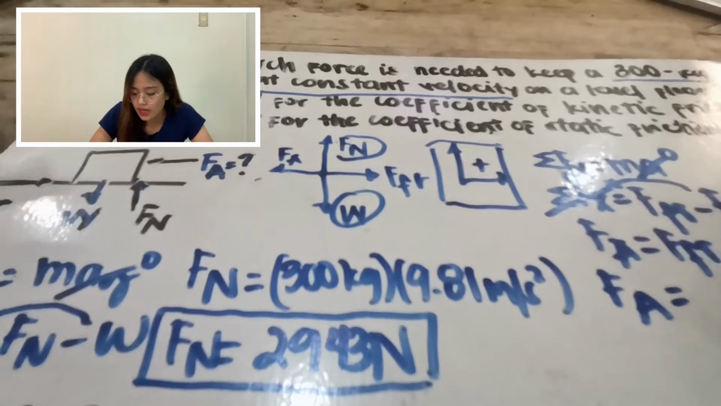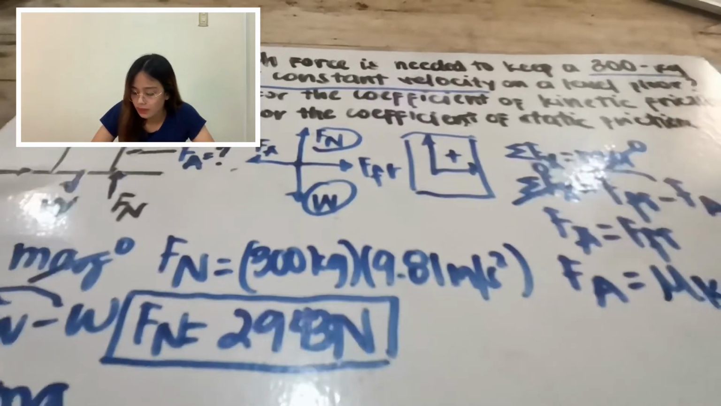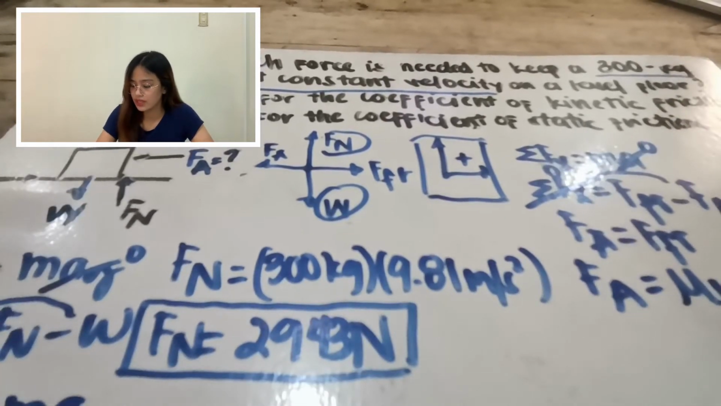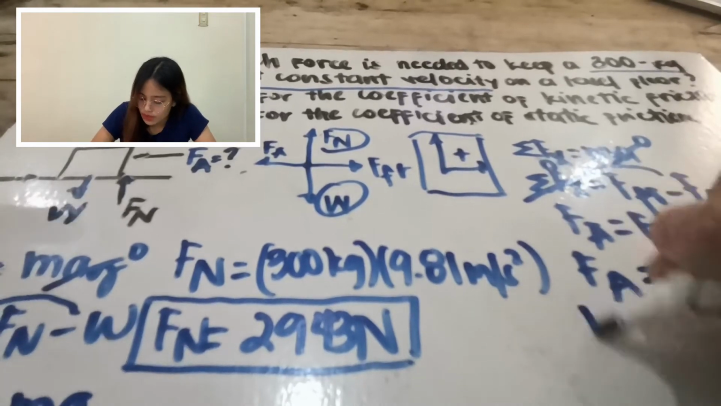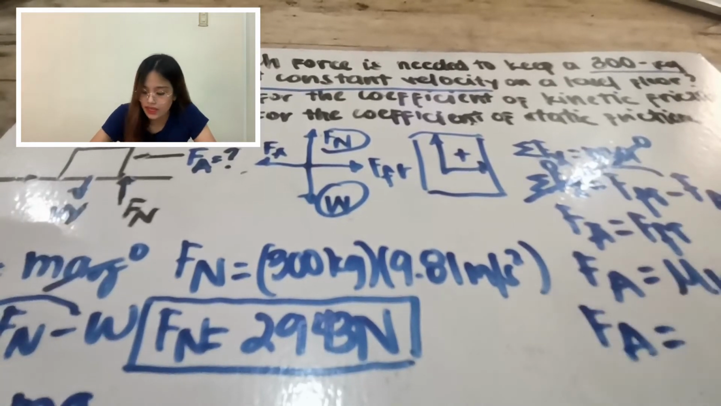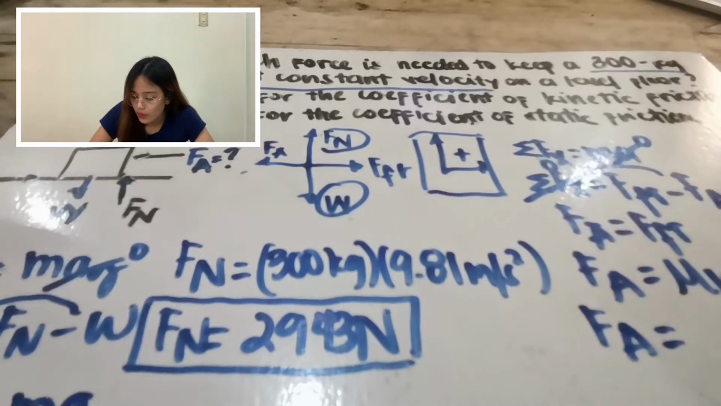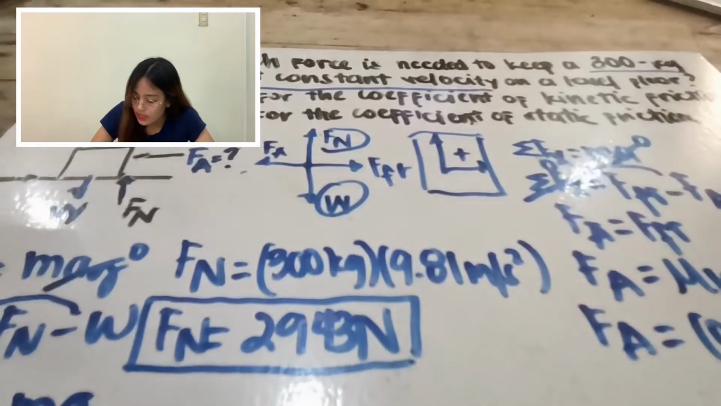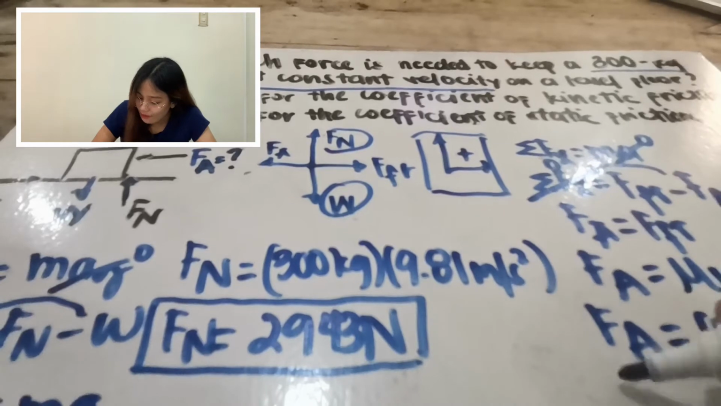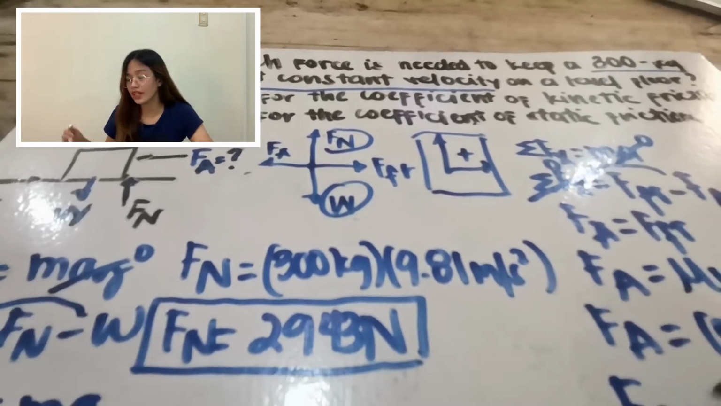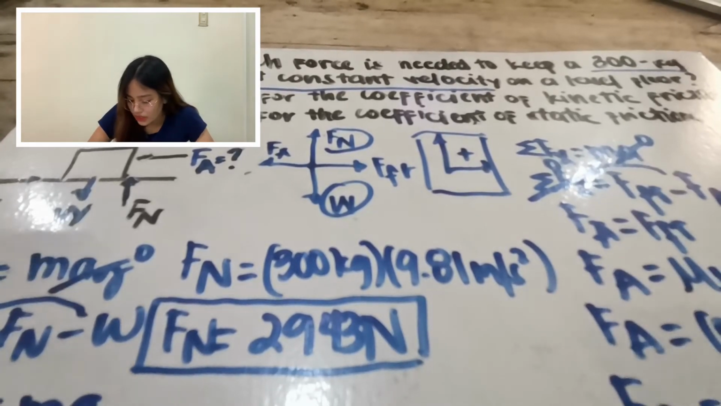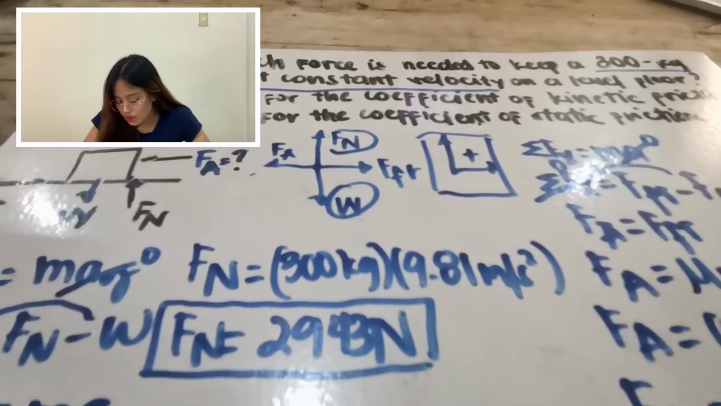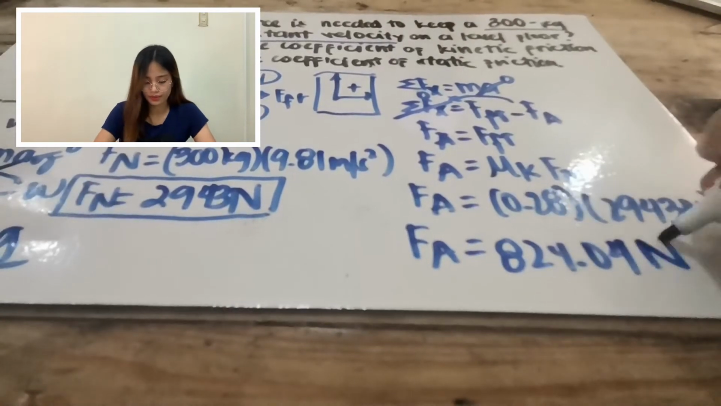So, ito na ang gagamitin natin, mu sub k multiply to normal force natin. So, applied force, so substituting the given values, ang mu sub k natin is equal to 0.28 times yung normal force na nakuha natin na 2,943 newtons. So, our applied force now is equal to, calculating the values, 824.04 newtons.